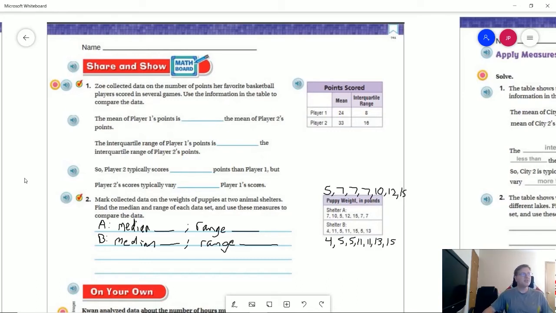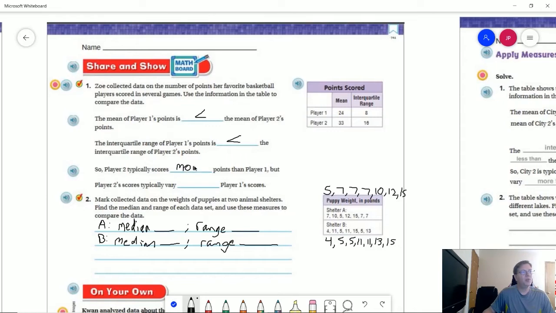All right, so assuming that you did that, let's take a look at number one. Player one's points for the mean is going to be less than player two. The interquartile range of player one is also less than the interquartile range of player two's points. And so player two typically scores more points than player one, but player two's scores vary more.